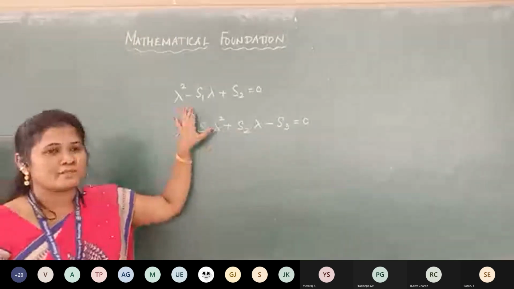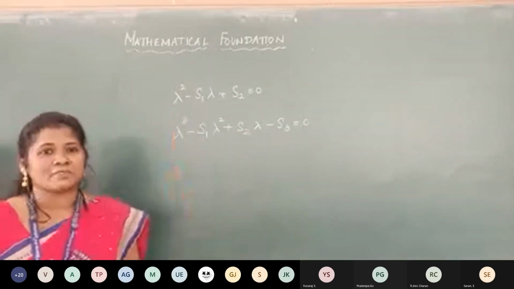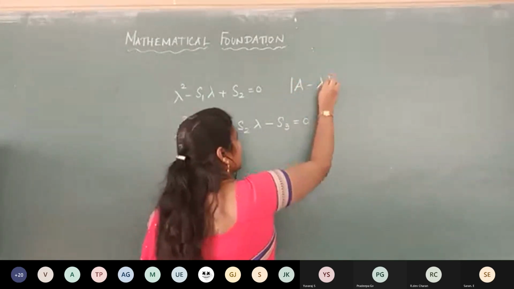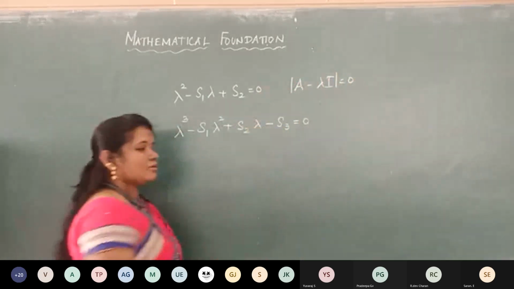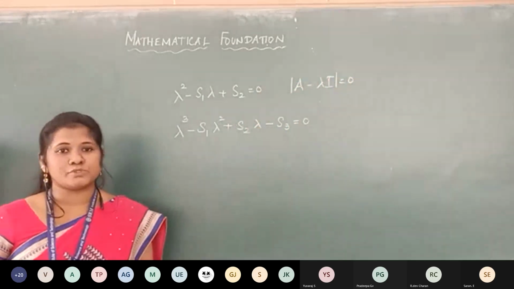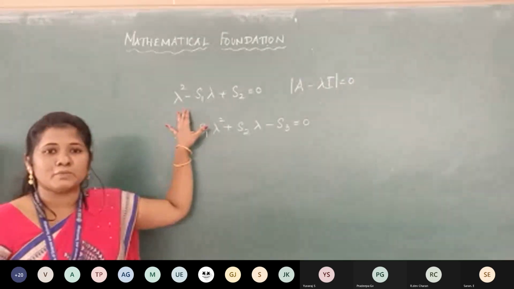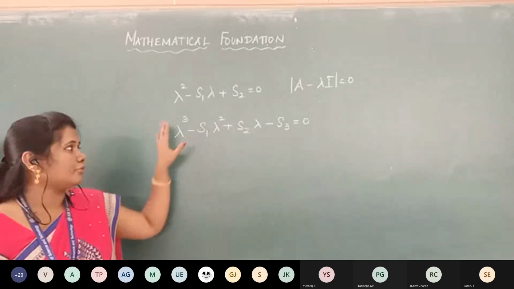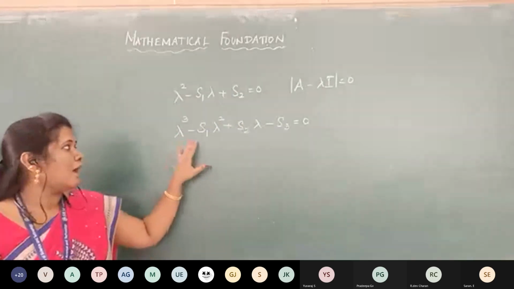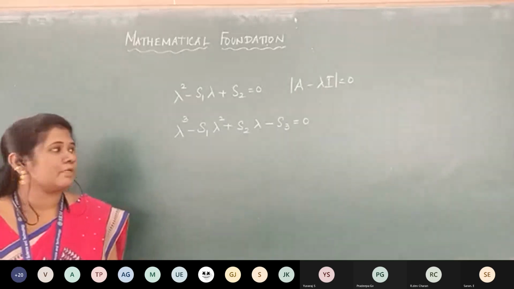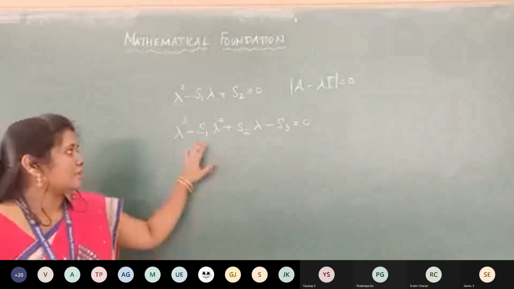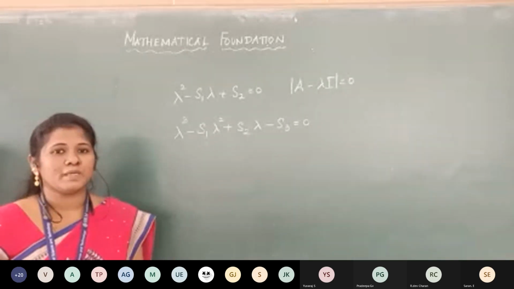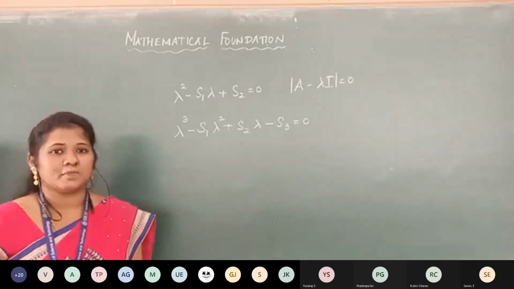So for a 2 cross 2 matrix, this will be the formula for finding out your characteristic equation. The general format of your characteristic equation will be modulus of A minus lambda I equal to 0. Okay, that also you can formulate, but you will have a lengthy procedure, whereas when you do it with this formula, it will be easier. For a 3 cross 3, you'll start from lambda cube minus S1 lambda square plus S2 lambda minus S3 equal to 0. Your S1 is the sum of the main diagonal elements. S2 is the sum of the minors of the main diagonal elements. S3 is the determinant of it.